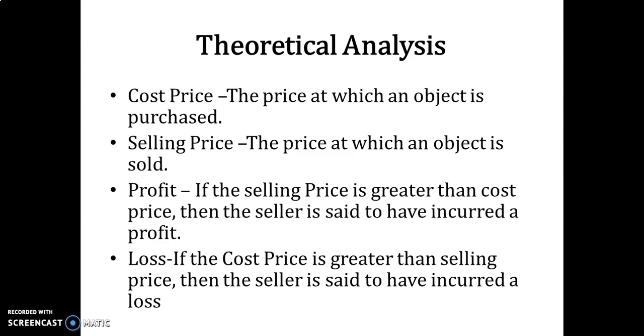Cost price is nothing but the price at which an object is purchased. Selling price is the price at which an object is sold. Profit: if the selling price is greater than the cost price, then the seller is said to have incurred a profit. Loss is the opposite of profit. If the cost price is greater than the selling price, then the seller is said to have incurred a loss.